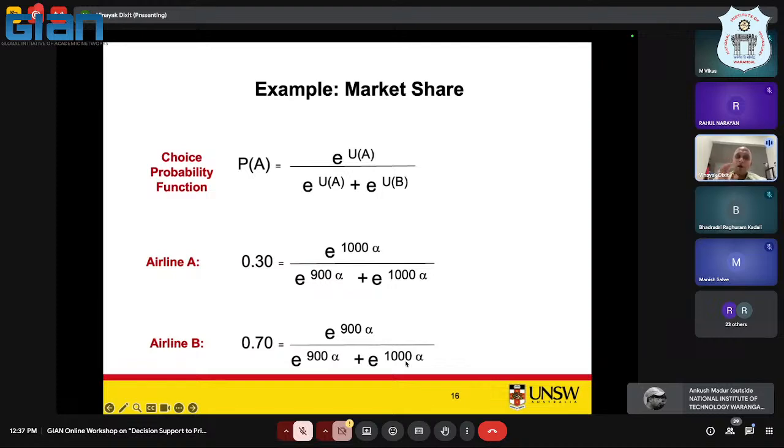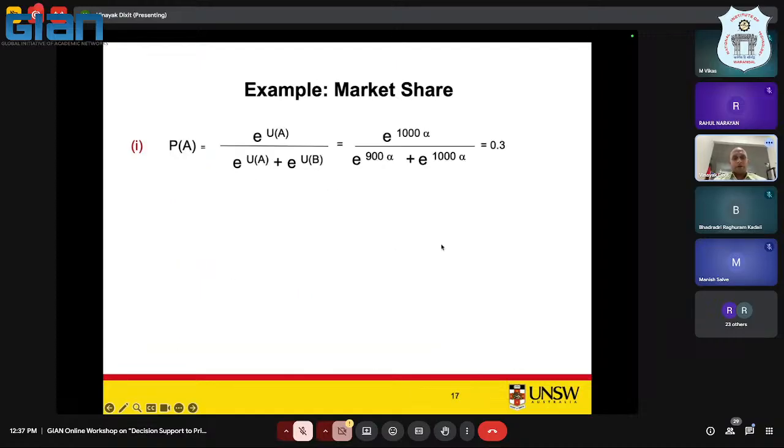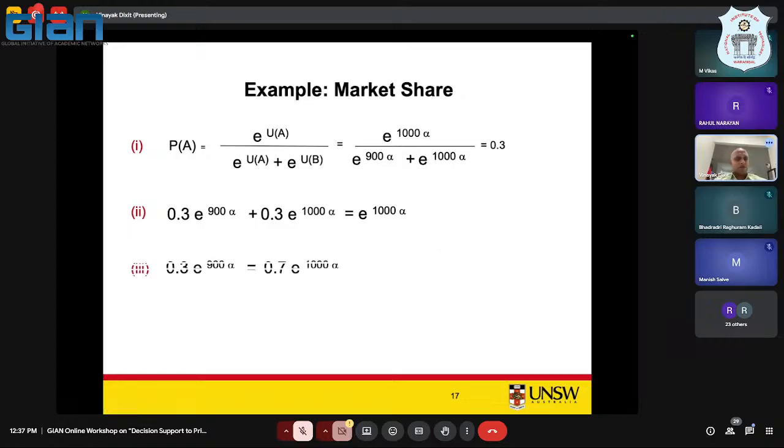This is basically how we end up figuring out what alpha is. All right. So we have basically one variable, one equation, and we solve for it. So basically you end up with this. It's fairly straightforward. So alpha is equal to 1 divided by 100 log of 0.3 by 0.7, 3 by 7, which is basically minus 8.5 times 10 raised to power minus 3. And again, you can see that the alpha is negative, which basically says that there is a disutility associated to fare.